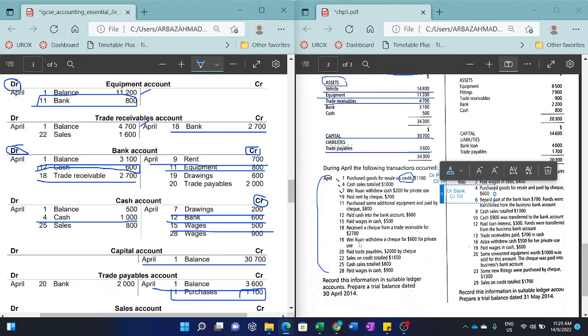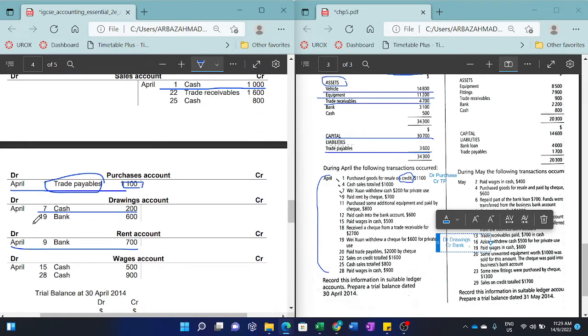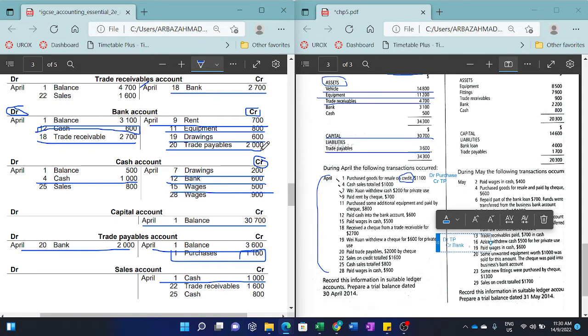You credit your trade receivable. Then you have again he withdrew a check for private use. When you withdraw a check for private use, you debit drawings. I told you, always debit drawings and credit bank. Check, right? Yes, bank. So drawings again. Okay, paid trade payable by check. When you pay something, you credit your bank account, and you pay trade payable, so trade payable will be debit. So here my trade payable is debit and my bank balance is credit.